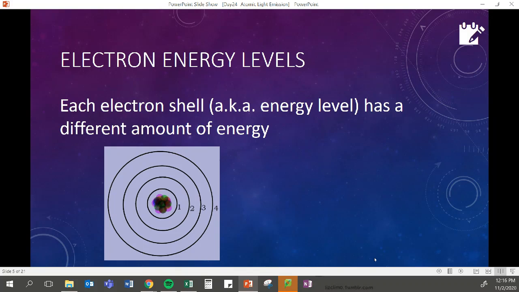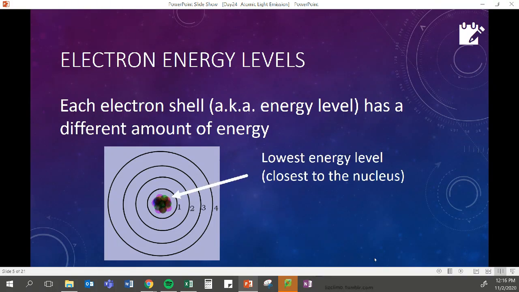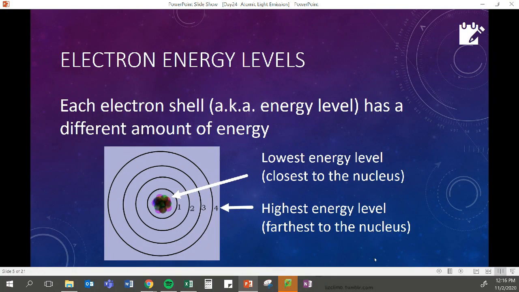Okay, so the reason this happens is because of the electrons. We have different energy levels for our electrons. Our shells or energy levels have different amounts of energy. The ones closest to our nucleus have the lowest amount of energy. The ones farthest, or the highest energy level, have the highest amount of energy. So closest to the nucleus, low energy. Farther away, we have higher energy.